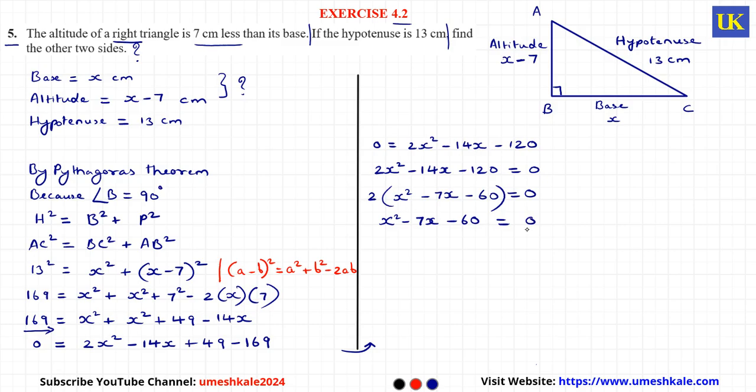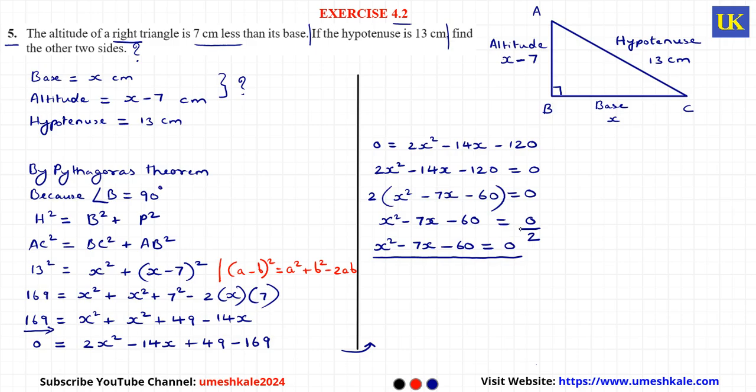So here it is multiplied, here it will become division, and 0 divided by 2 is again 0. So it will go off. What will remain is x square minus 7x minus 60 is equal to 0. And now this is our quadratic equation which we need to solve and find out the answer.